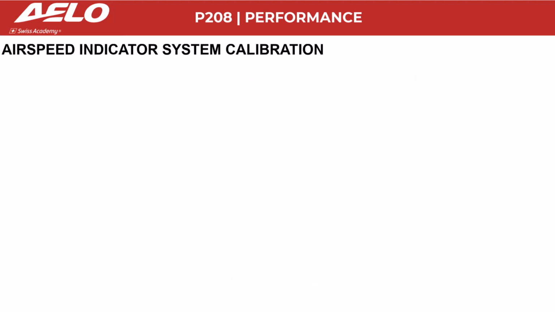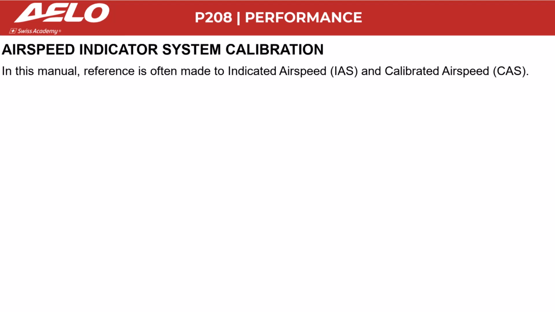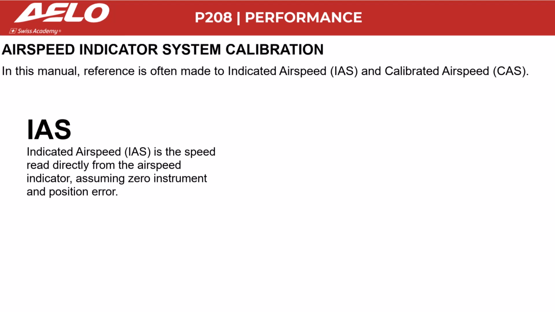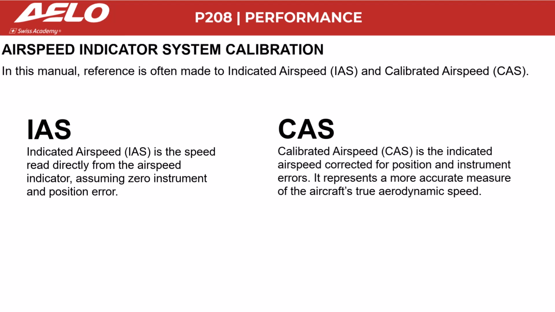Airspeed indicator system calibration. In this manual, reference is often made to indicated airspeed, IAS, and calibrated airspeed, CAS. Indicated airspeed, IAS, is the speed read directly from the airspeed indicator, assuming zero instrument and position error. Calibrated airspeed, CAS, is the indicated airspeed corrected for position and instrument errors. It represents a more accurate measure of the aircraft's true aerodynamic speed.